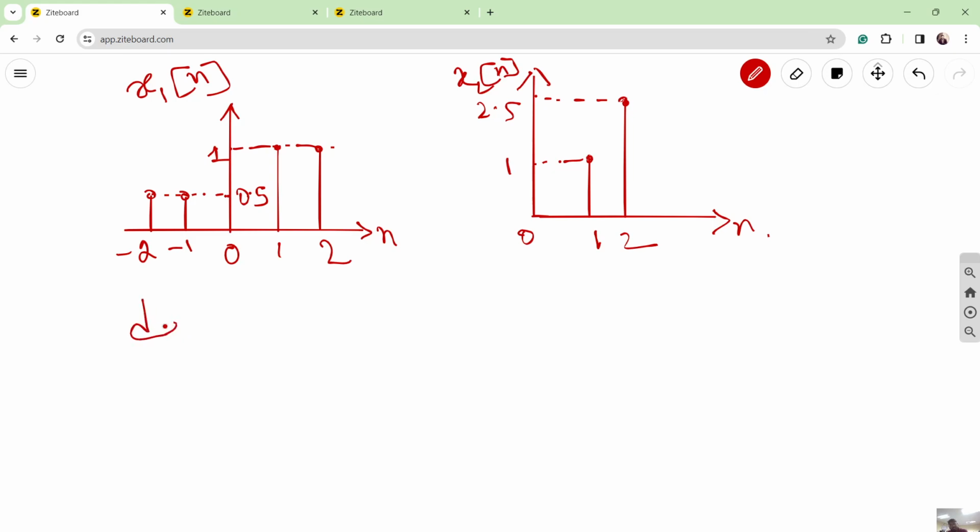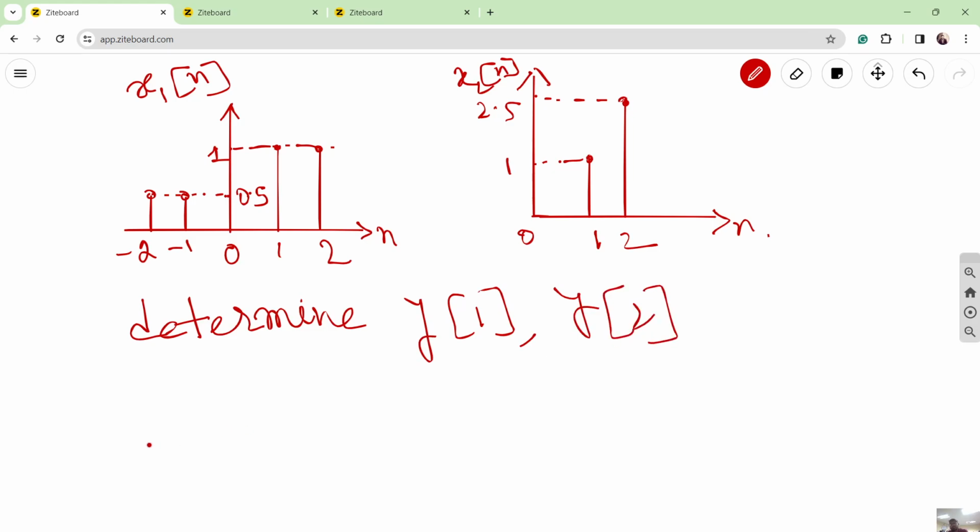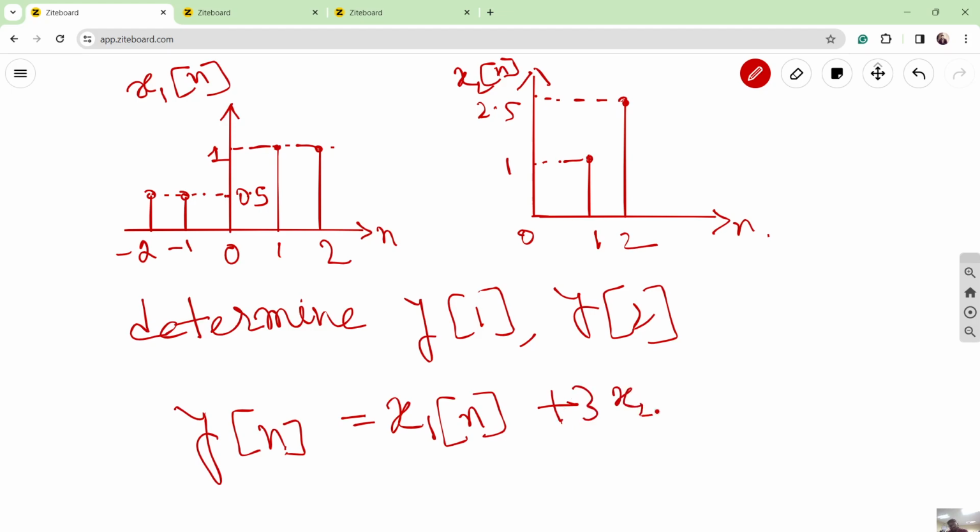So the question is determine y of 1 and y of 2, y of n equal to x1 of n plus 3 x2 of n.